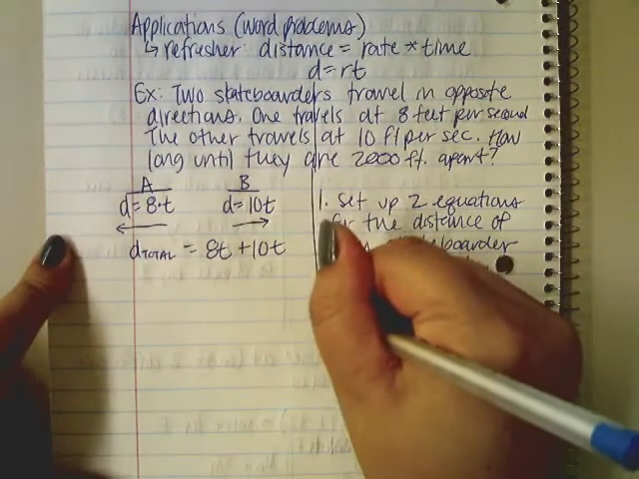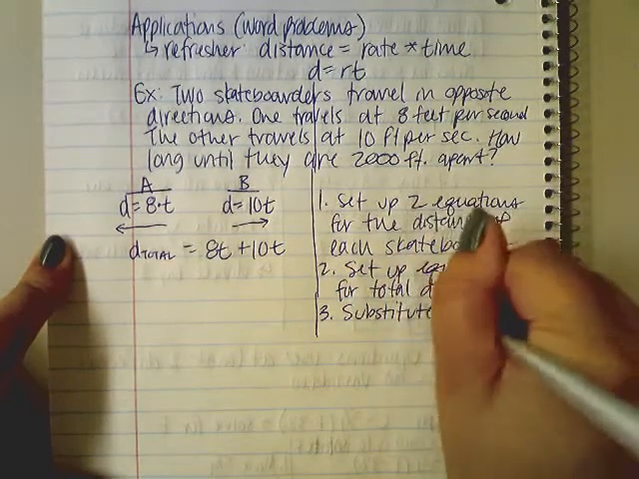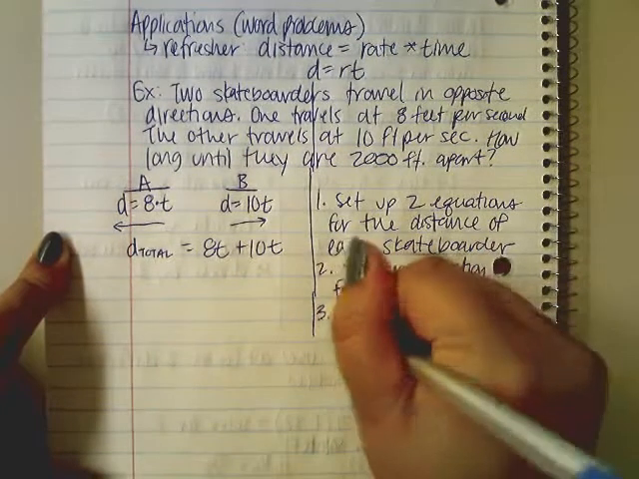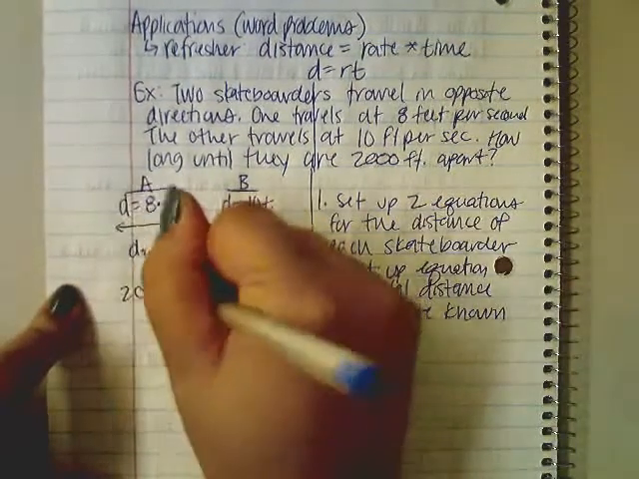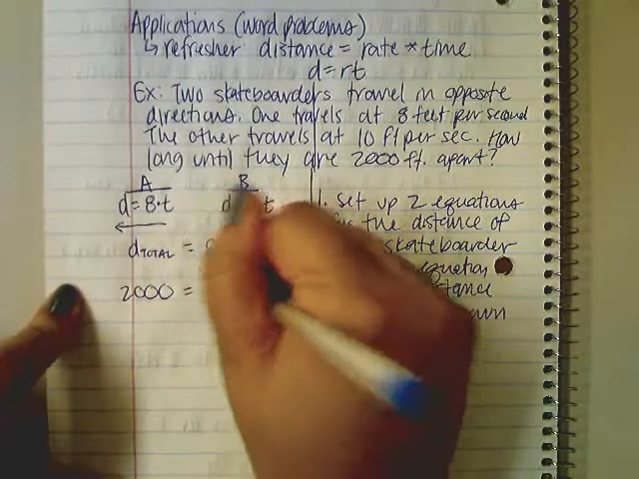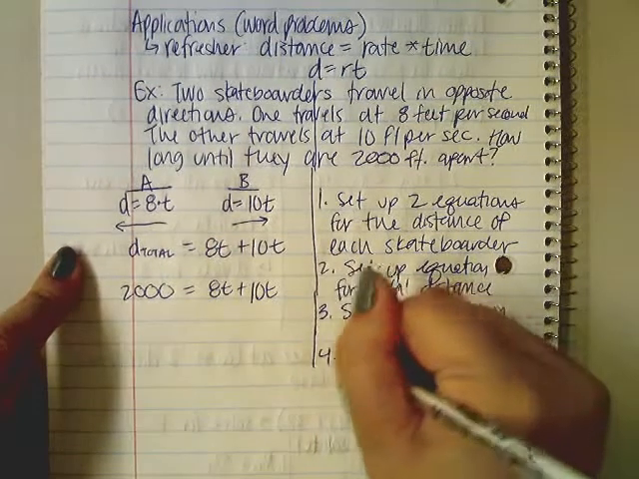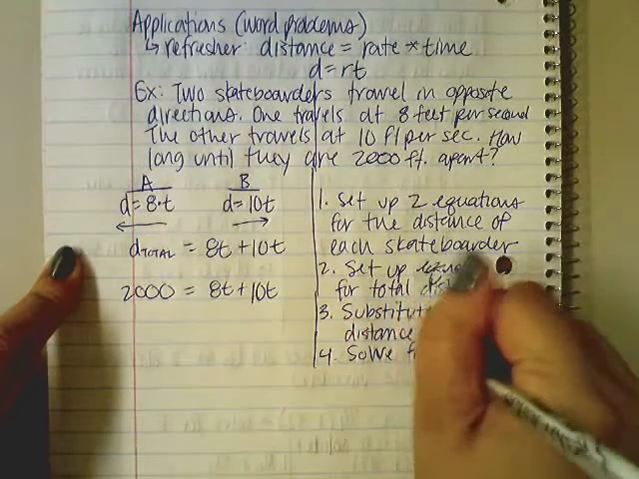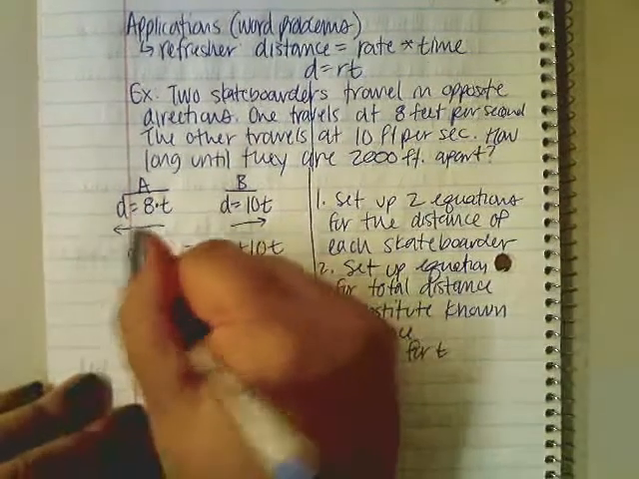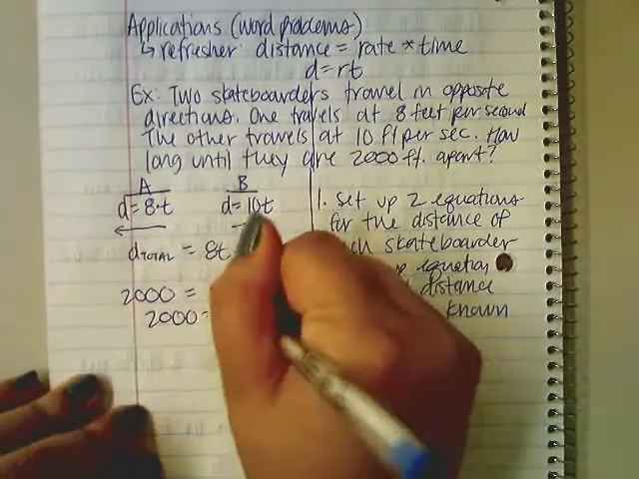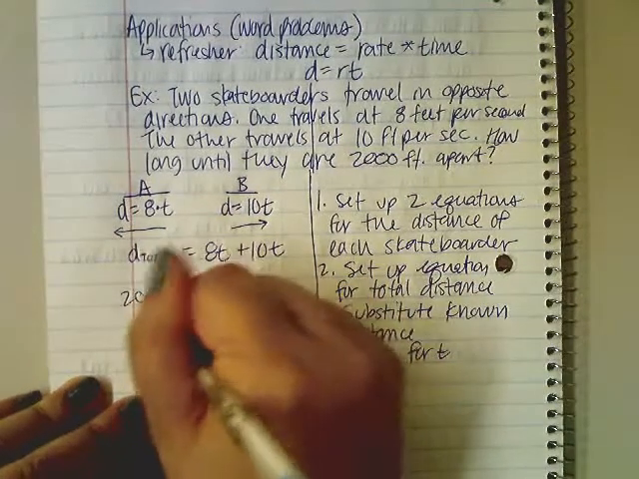And then I'm going to substitute the distance, which we know to be 2,000 feet. So I know 2,000 feet is going to equal 8t plus 10t. And then I'm just going to solve for t. Since I'm asking how long, I know I'm solving for t. So I have 2,000. If you already wrote 18t, that's fine. And then I'm going to divide both sides by 18.